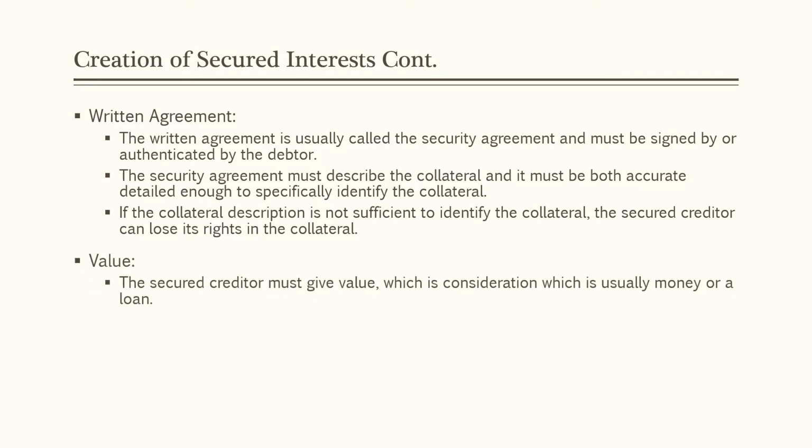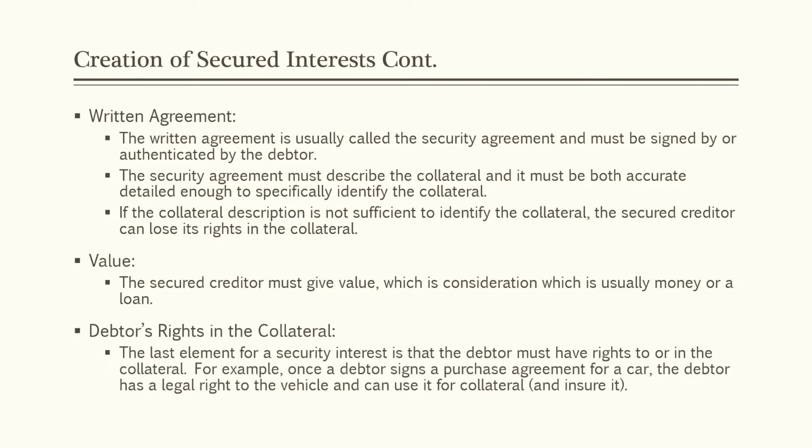Now, the next criteria for a security interest creation concerns value. And that's straightforward. The creditor must give value, which is consideration, which is usually money or a loan. The last criteria concerns the debtor's rights in the collateral. So the last element of a security interest is that the debtor must have rights to or in the collateral.